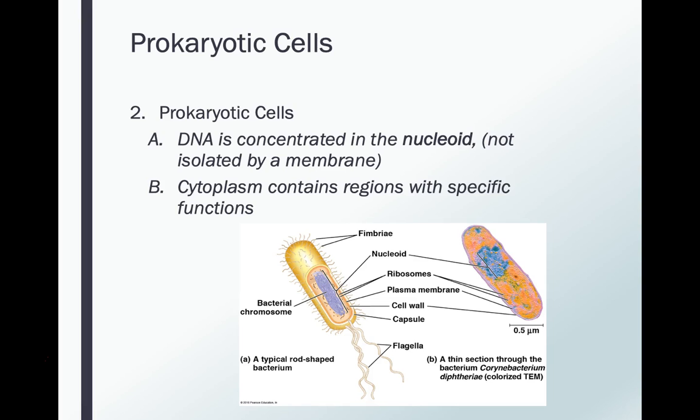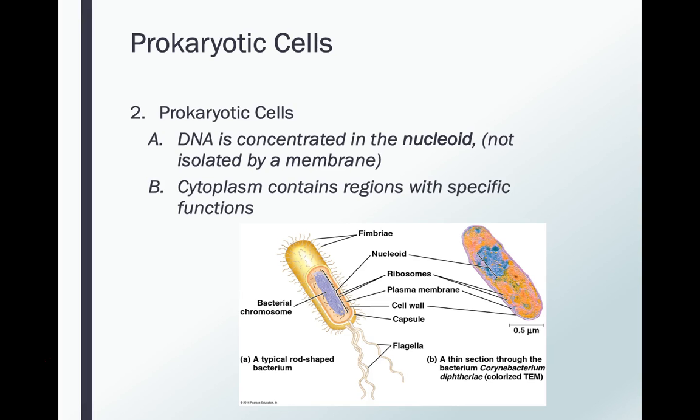And although the prokaryotic cells don't have organelles, they do have cytoplasm that has regions that are for specific functions. So a lot of bacteria and archaea will perform very similar functions to eukaryotic cells. They're just not isolated in plasma membranes.